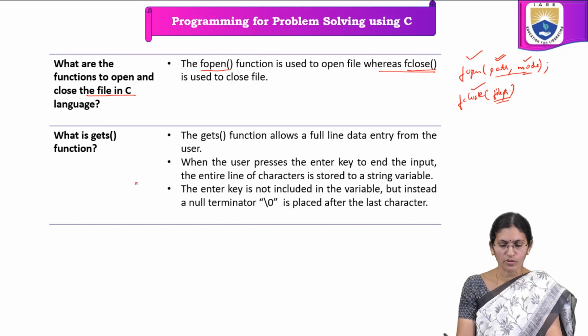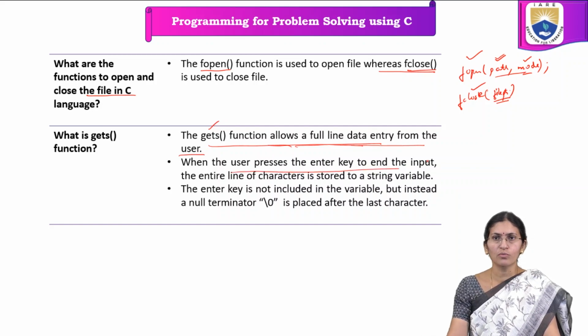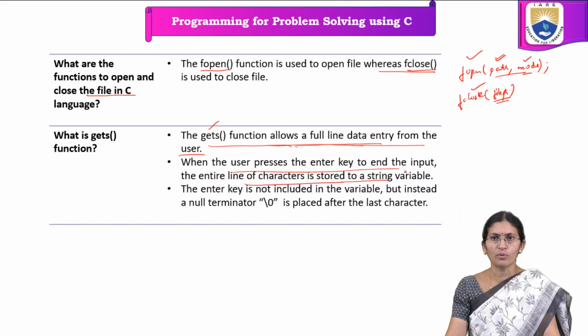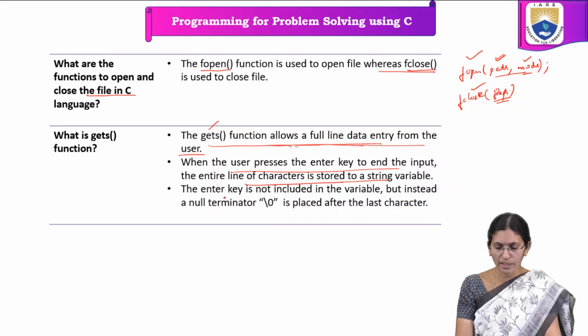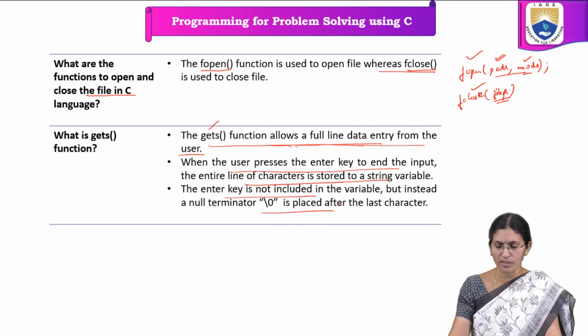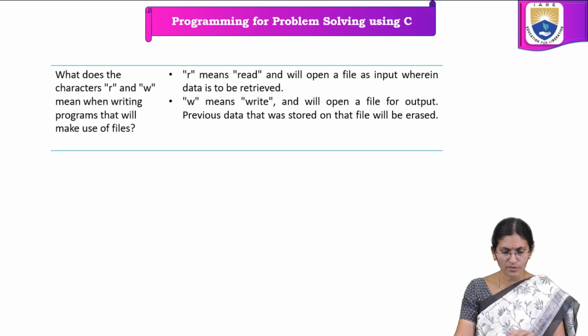So what is the gets function? The gets function, gets means get string. This function allows a full line data entry from the user. So when the user presses the enter key to end the input, the entire line of characters is stored to a string variable. The enter key is not included in the variable, but instead a null terminator, or null character, is placed after the last character. So that is the use of the gets function.